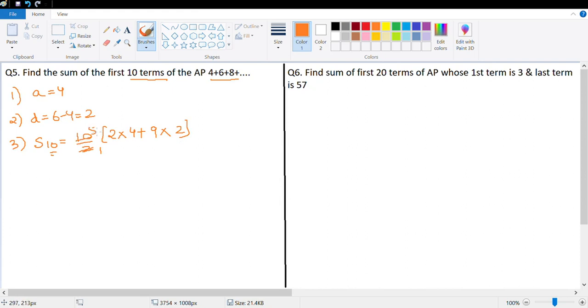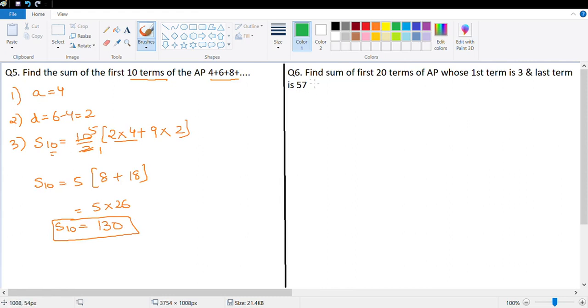So sum of 10 terms will be equal to 5 times 2 into 4, that's 8, plus 9 into 2, that's 18. So 5 multiplied with 8 plus 18, that's 26, that's 130. So the sum of first 10 terms of this AP is equal to 130. That brings me to the next question, which is question number 6.